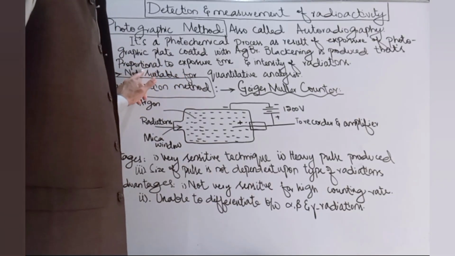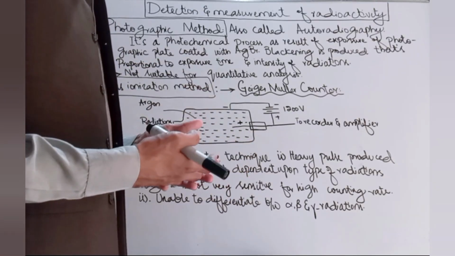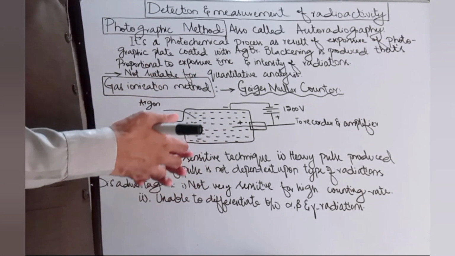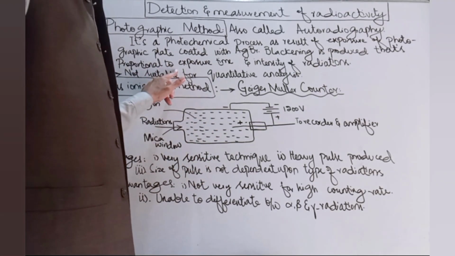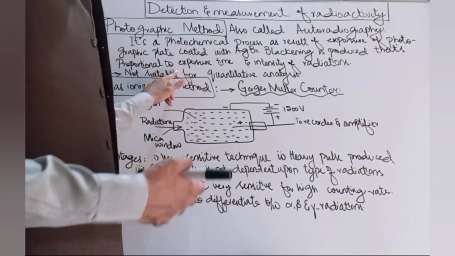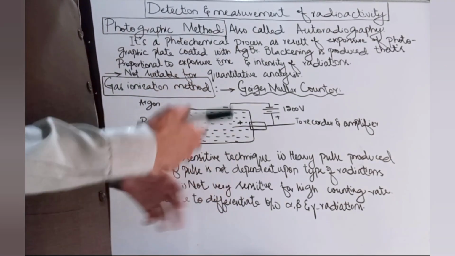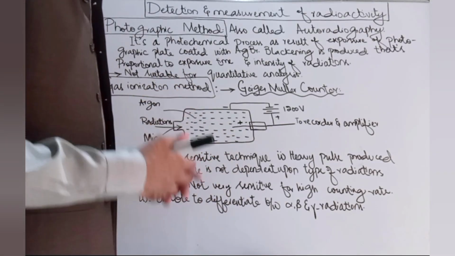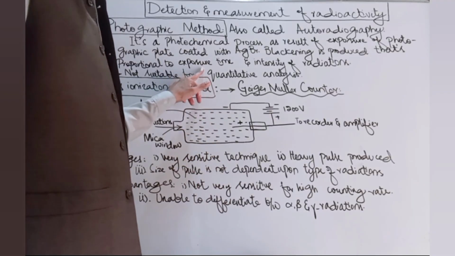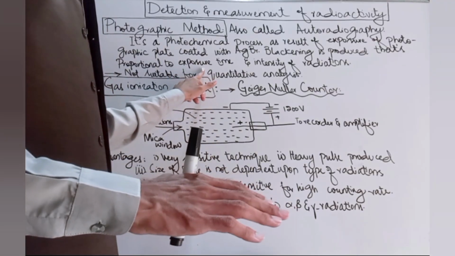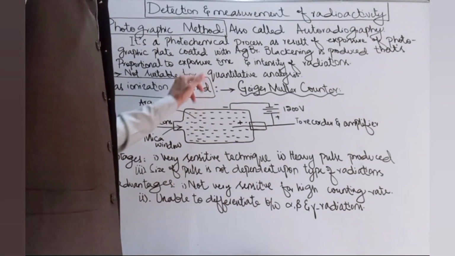But we can't say how much radiation has been produced or how much radiation has fallen on the photographic plate, because the patches don't give us quantitative data in the form of values and figures. So this method is only suitable for qualitative analysis. It is not suitable for quantitative analysis.